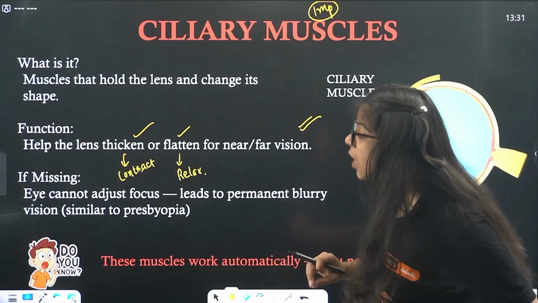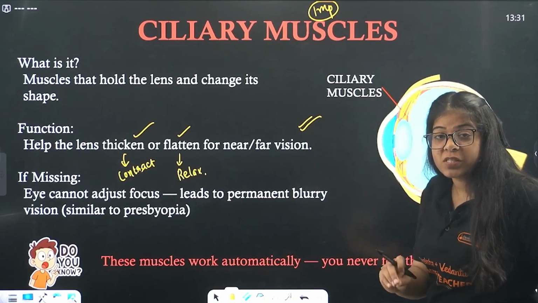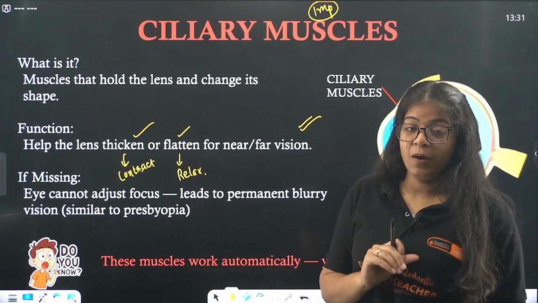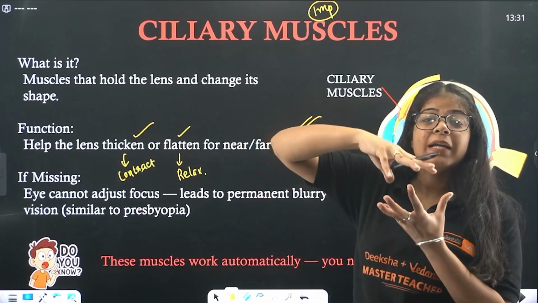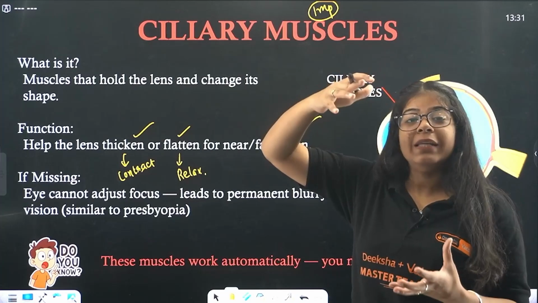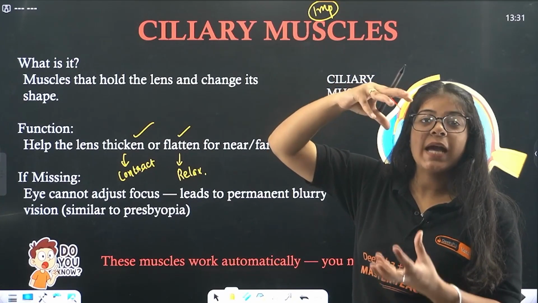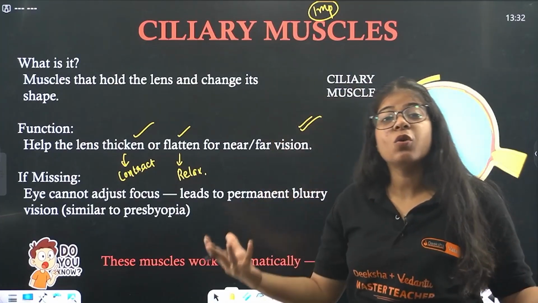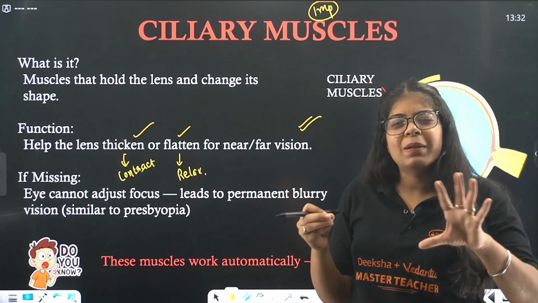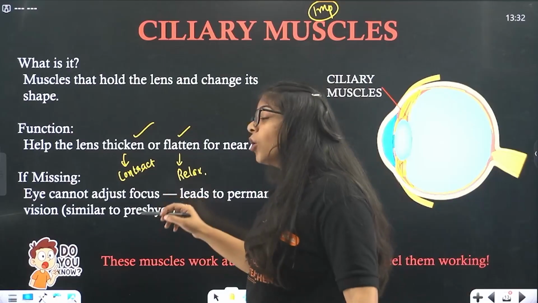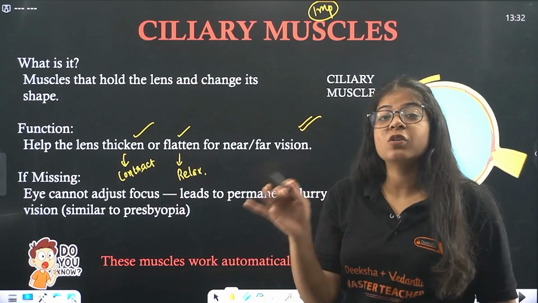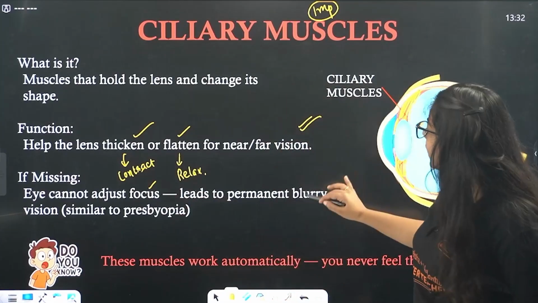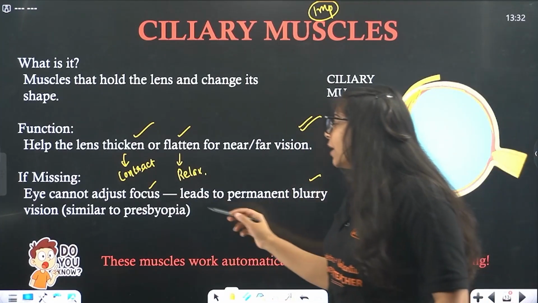Okay. Now beta, if this lens is missing, I cannot adjust focus. If these muscles are missing, what will help the eye lens to contract or relax? So for nearby objects, the eye lens has to contract, but there are no muscles to make it contract. So the focus will not be good. We'll see blurry vision, and that is why a lot of people do see blurry vision, because of the weakening of ciliary muscles. Okay, so I cannot adjust focus, leading to permanent blurry vision, similar to presbyopia.